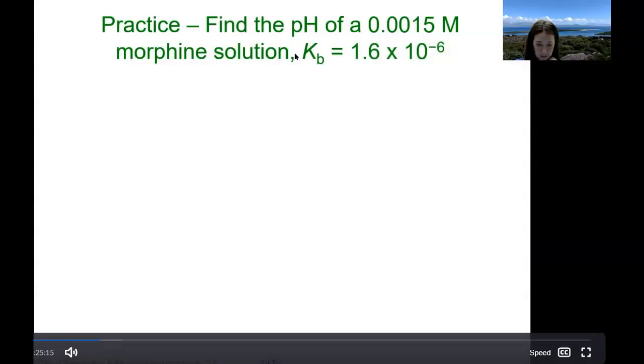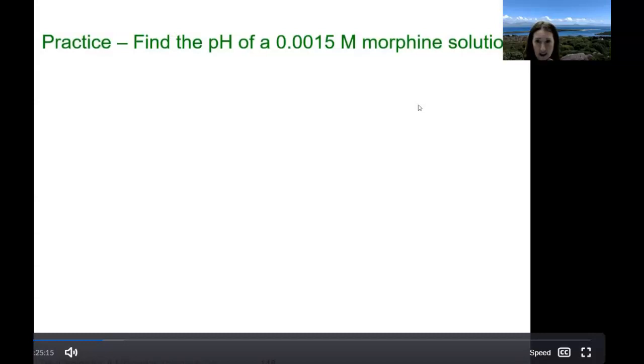Okay, so find the pH of a 0.0015 molar morphine solution. Morphine has nitrogen in it, so this is a base. I'm just going to tell you. You also kind of know it's a base because it's giving you KB. Those are our hints. Okay, so I don't know what the formula for morphine is, right? Who knows what the formula for morphine is? But it's a base, and I'm going to put my base in my water, and I know that a base is gain.